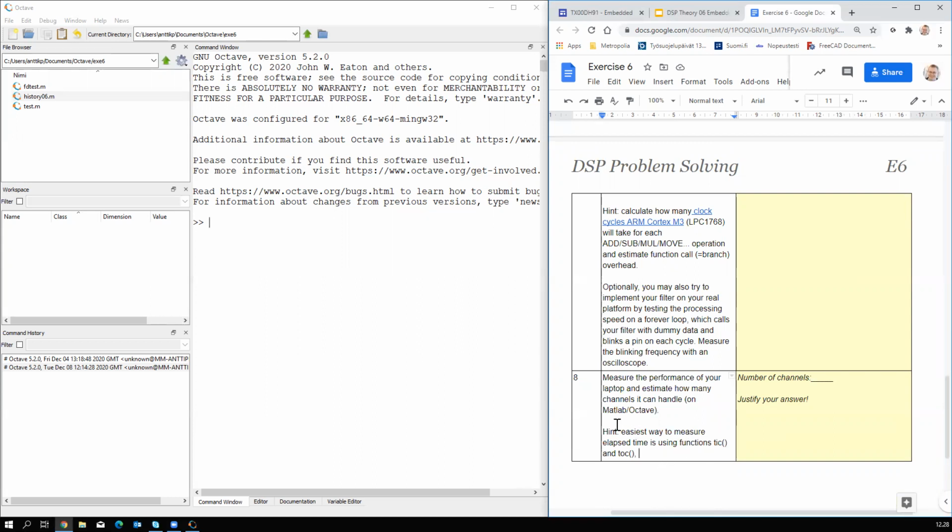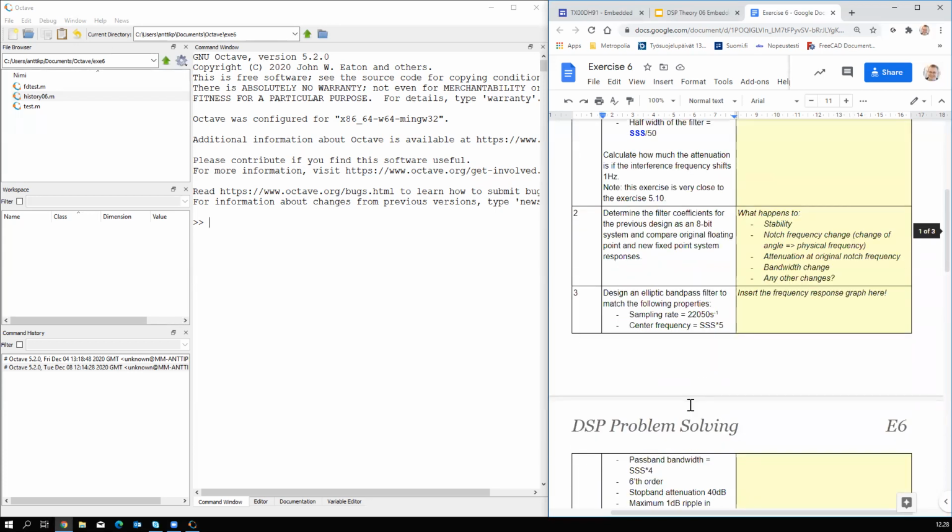But anyway, there's a hint: measure the elapsed time using the functions tic and toc. Don't take TikTok movies, but you know, what's it, tic-tac? Okay, this is tic and toc. I'll show you some examples of how to do it. Okay.